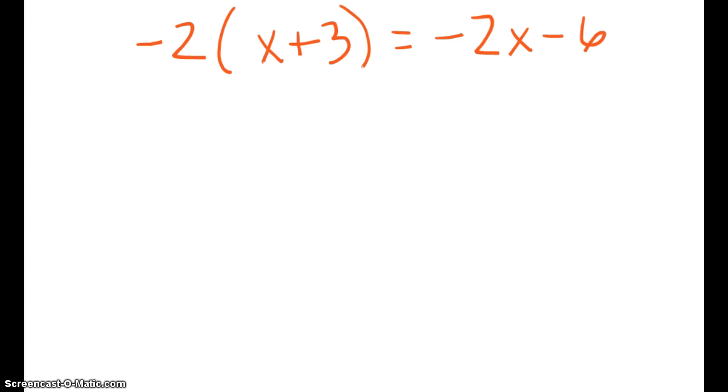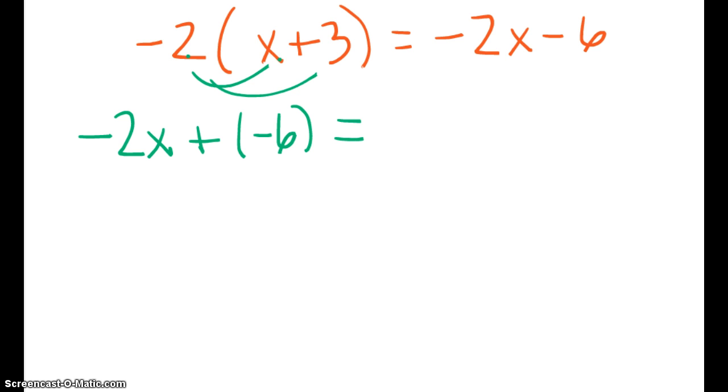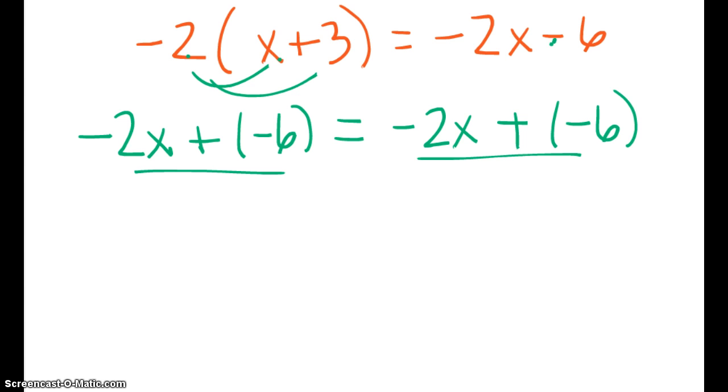Alright, so now I want you to pause the video and write this problem down and then try and solve it. So what you should have is, when you distribute your negative 2, you have negative 2x plus negative 6 equals negative 2x. And I'm going to rewrite my subtraction as plus negative 6. And look, we have equal expressions on both sides.